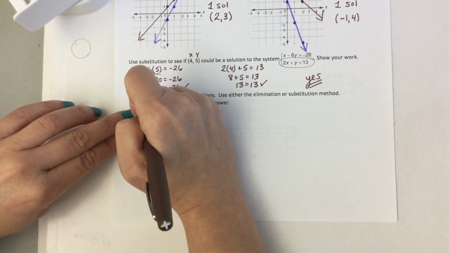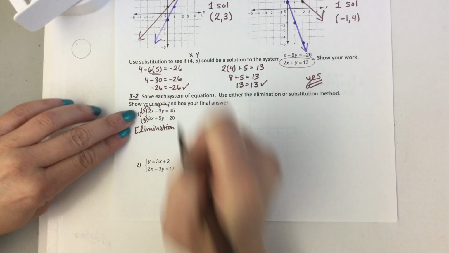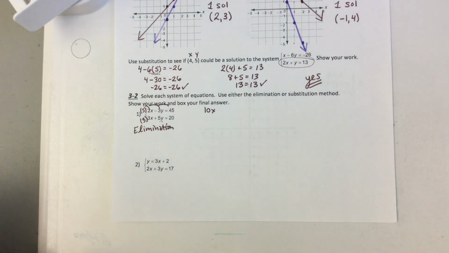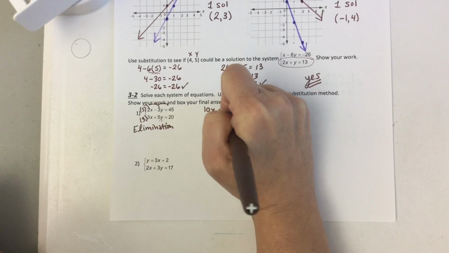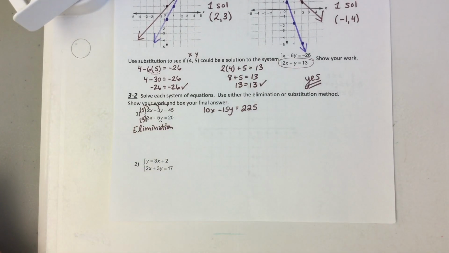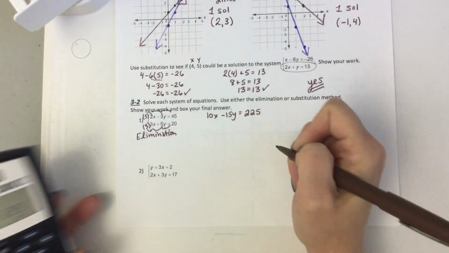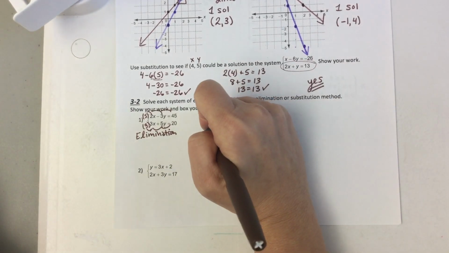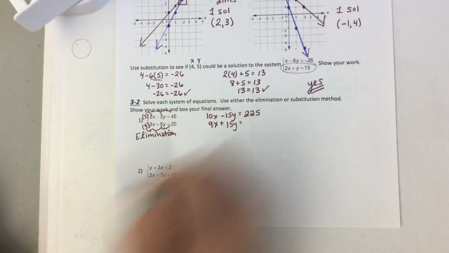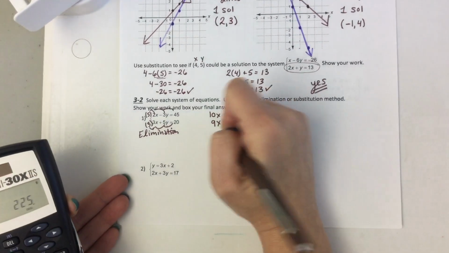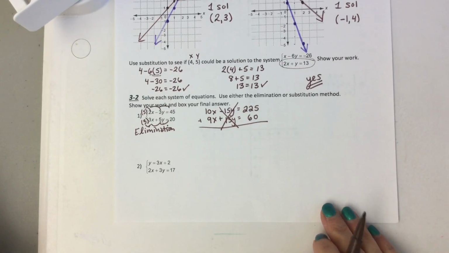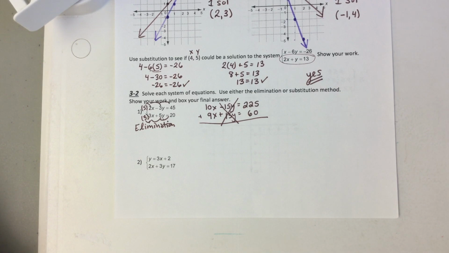I can turn both 3 and 5 into 15. I would need to multiply every value on the top by 5. 5 times 2x is 10x. 5 times -3y is -15y. 5 times 45 is 225. Now the second equation, I need to multiply every single thing by 3. 3 times 3x is 9x plus 3 times 5y is 15y. 3 times 20 is 60. Now when I add them, notice negative 15y, positive 15y. They are opposites of one another, so when you add them, you get a 0.